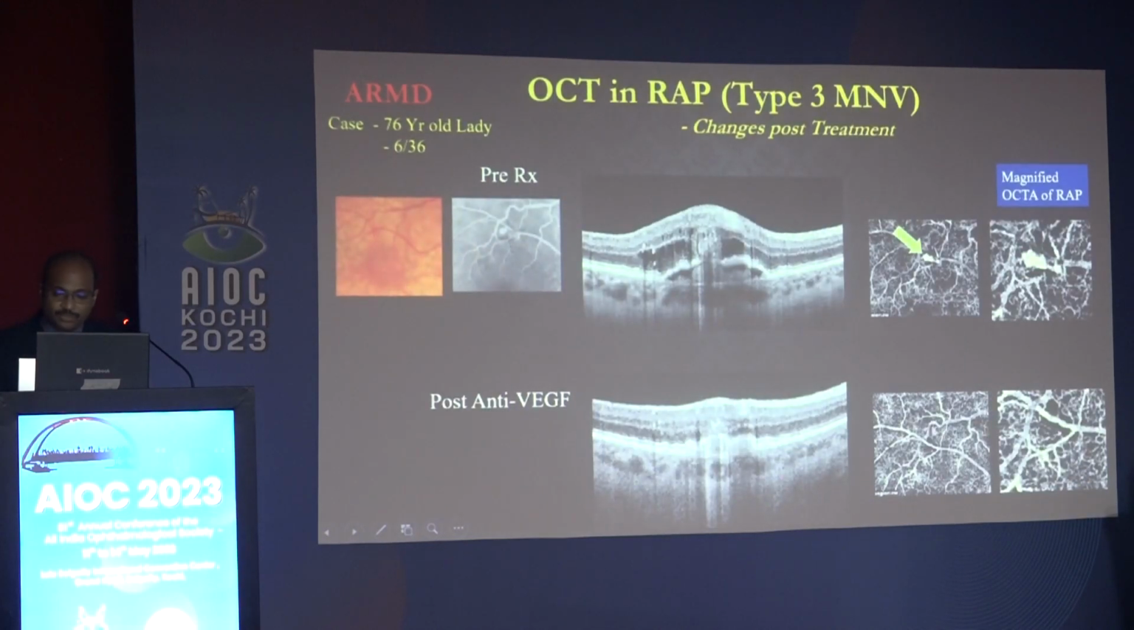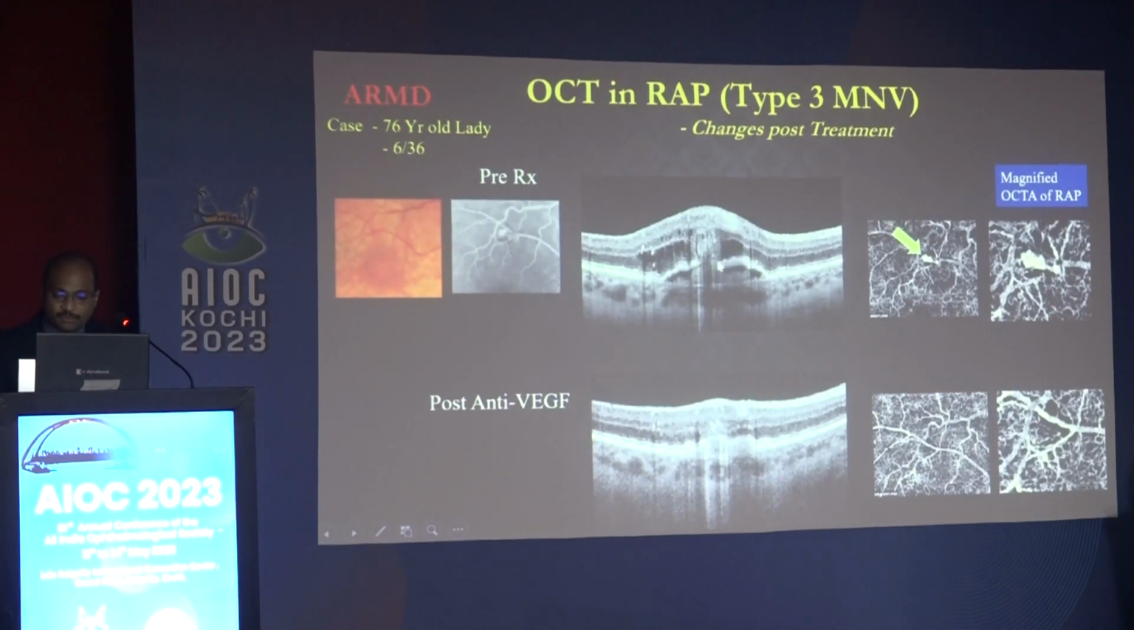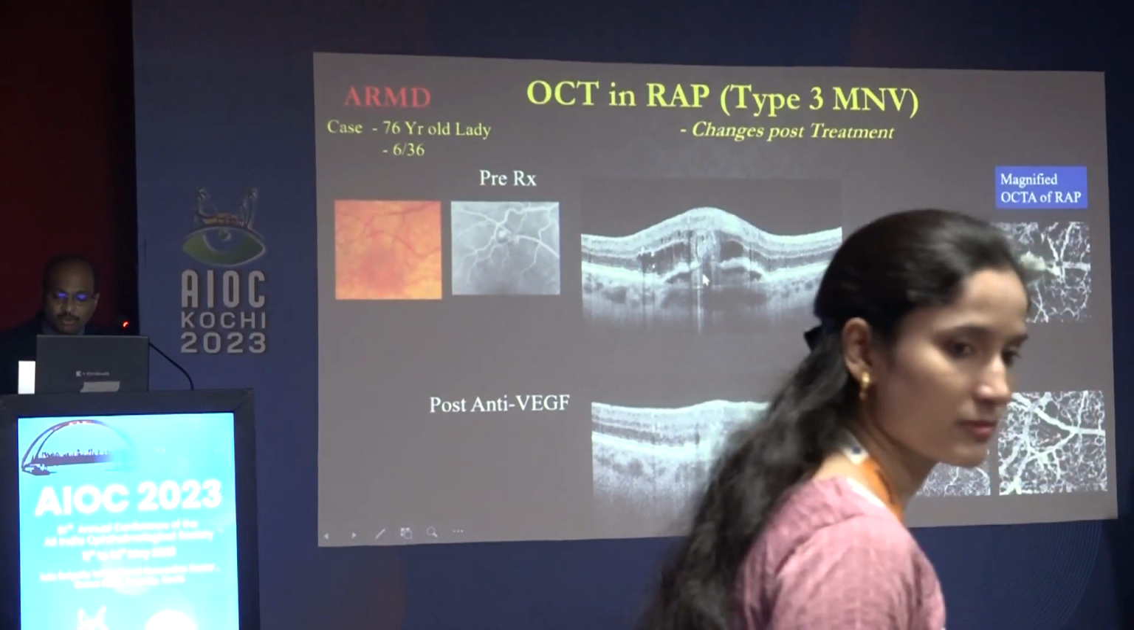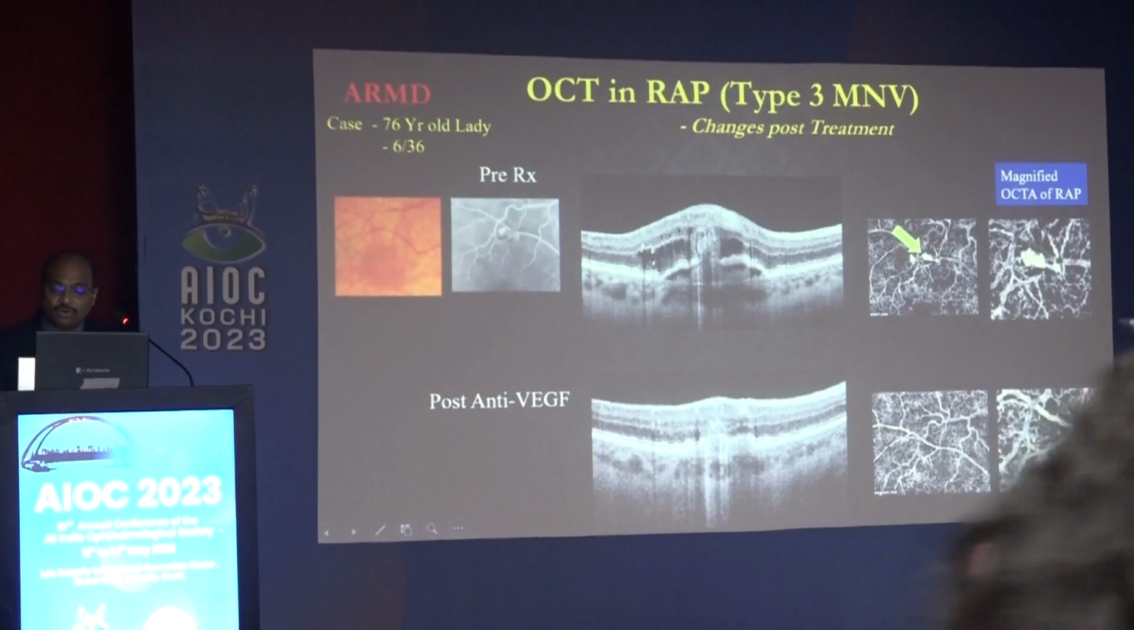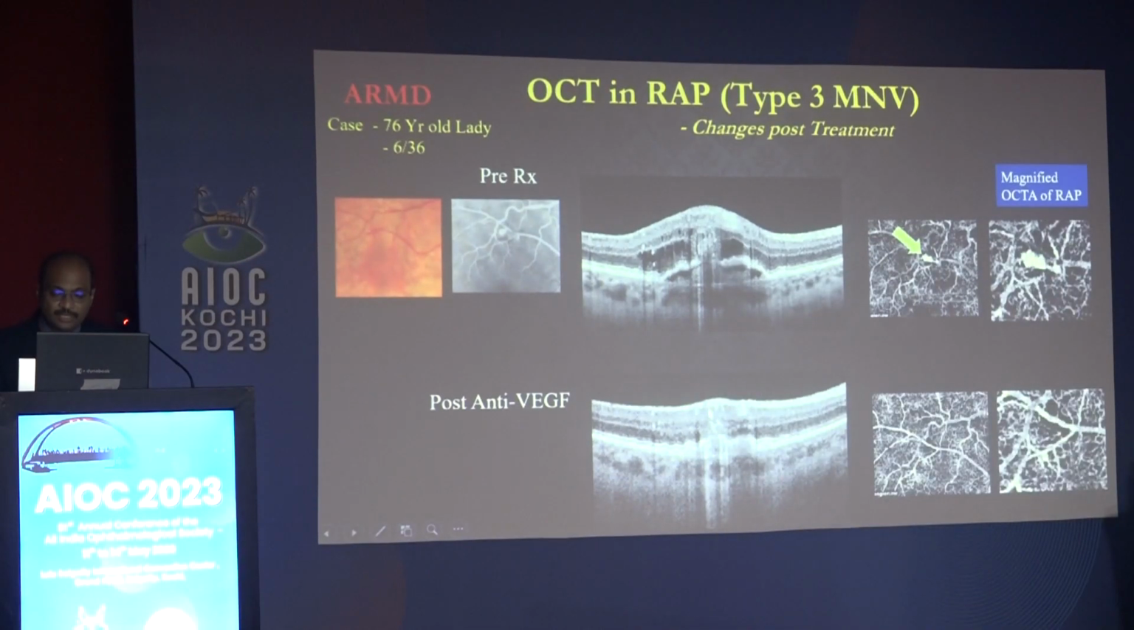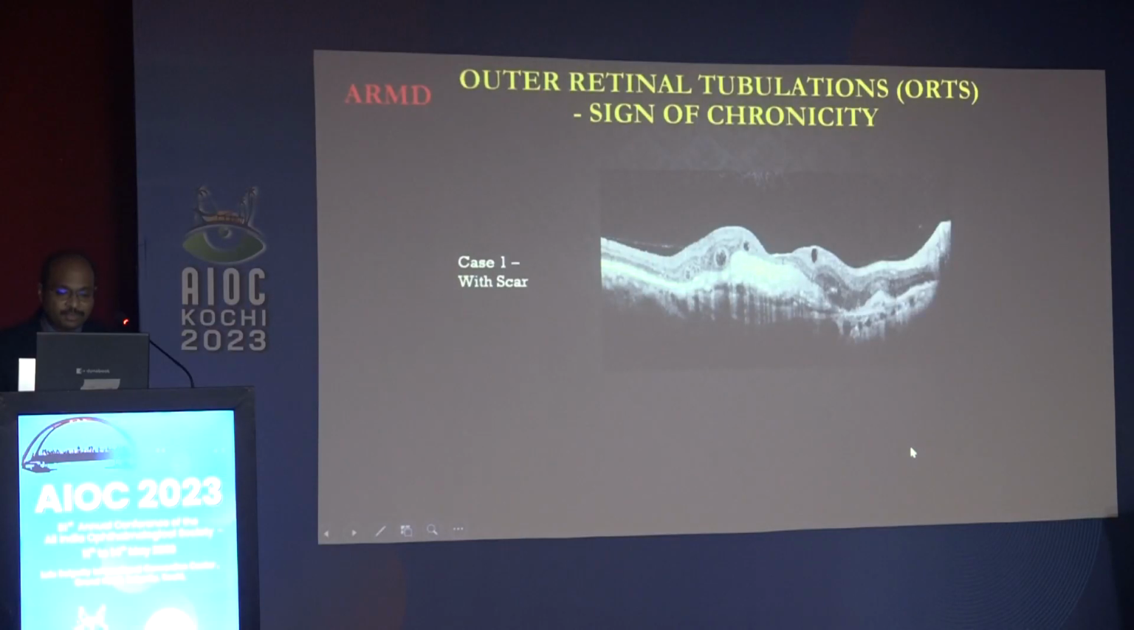Another example where you see the RAP lesion, where right there, the elevated PED, the RAP lesion is diving down under the RPE, and you see it on the OCTA here, the network, and post anti-VEGF, you see the intraretinal fluid and the subretinal fluid regressing, as well as the OCTA lesion getting wiped out.